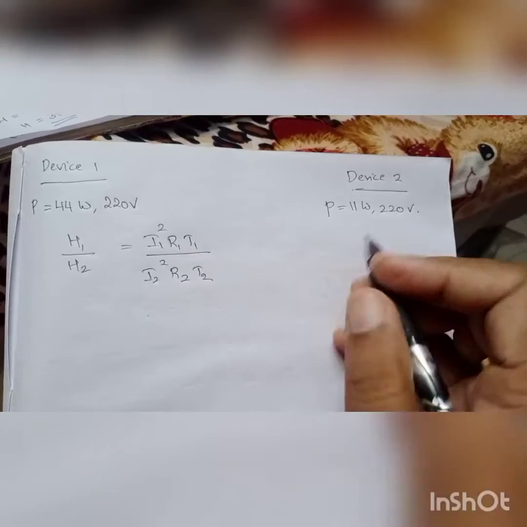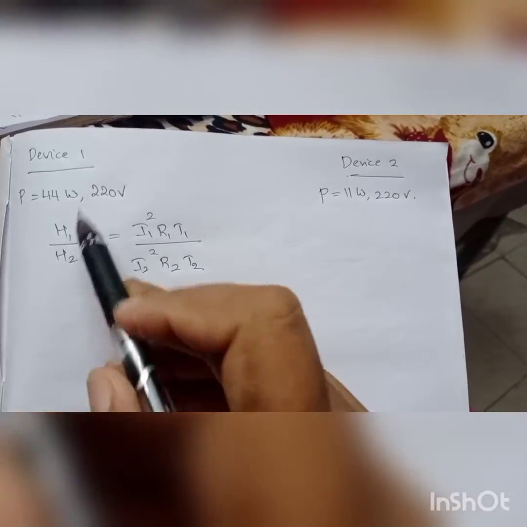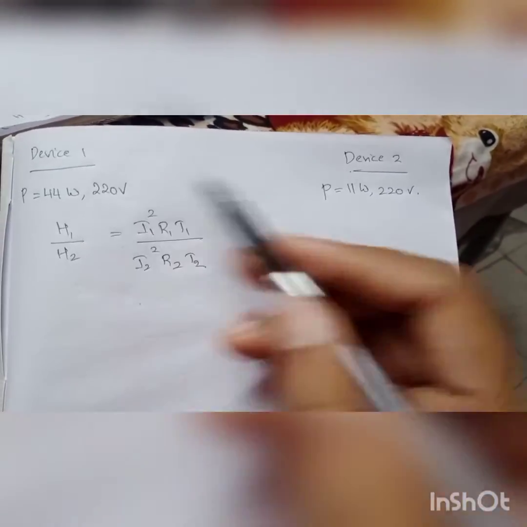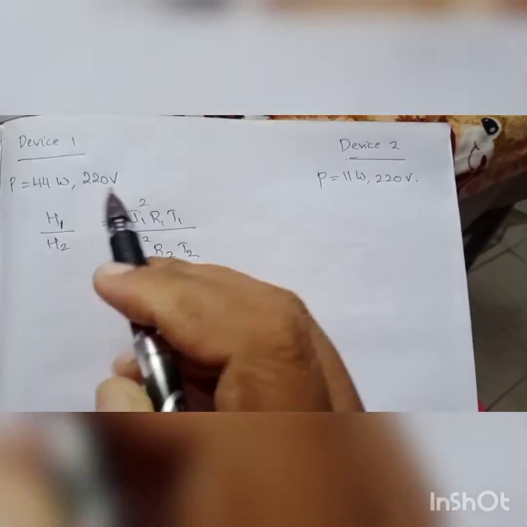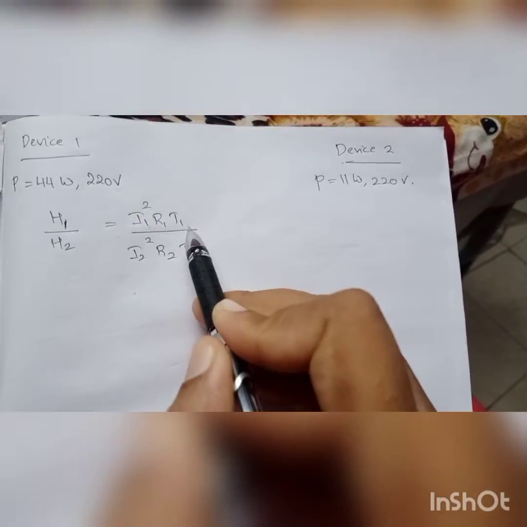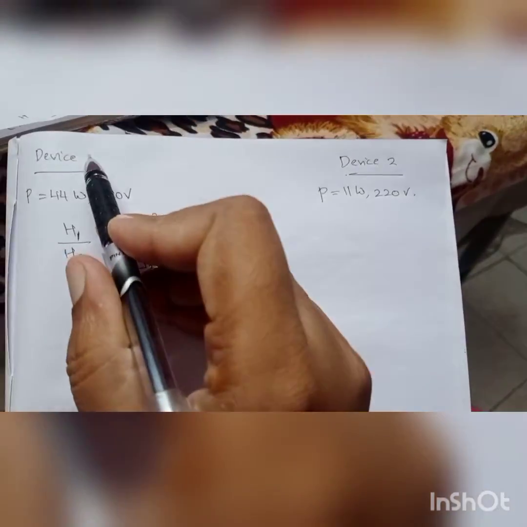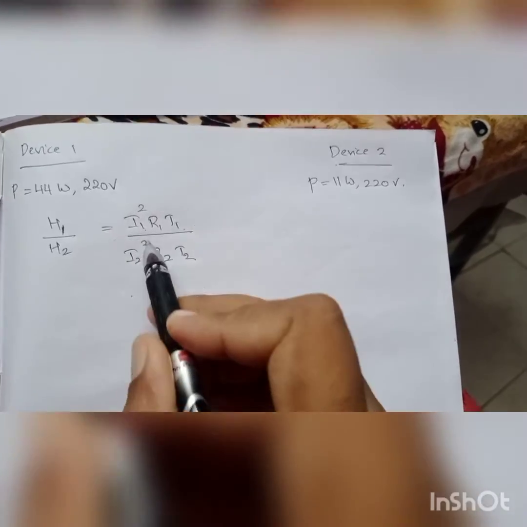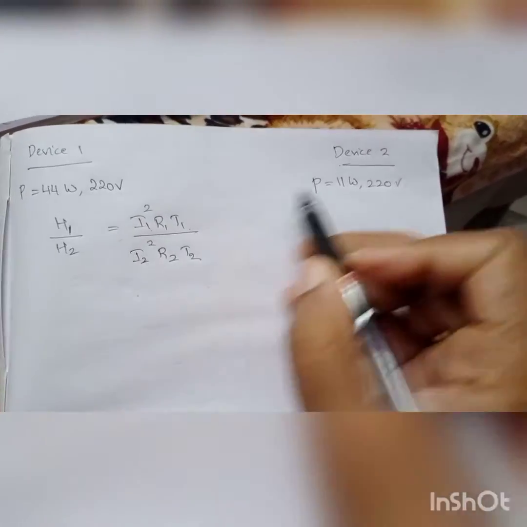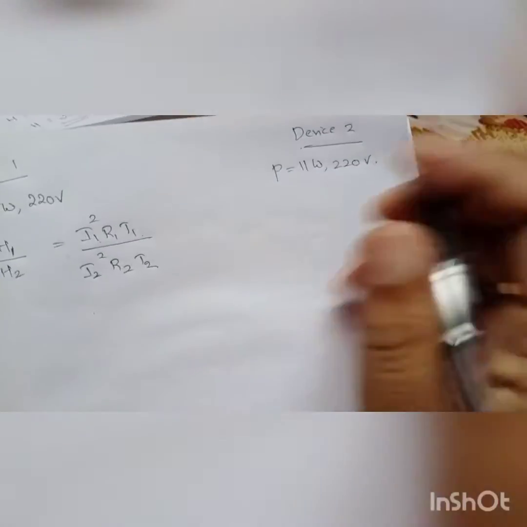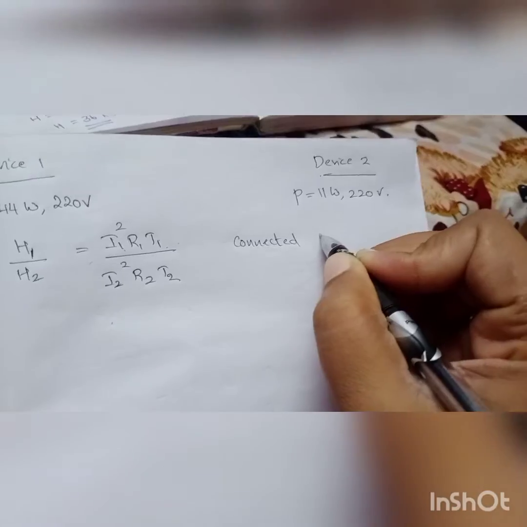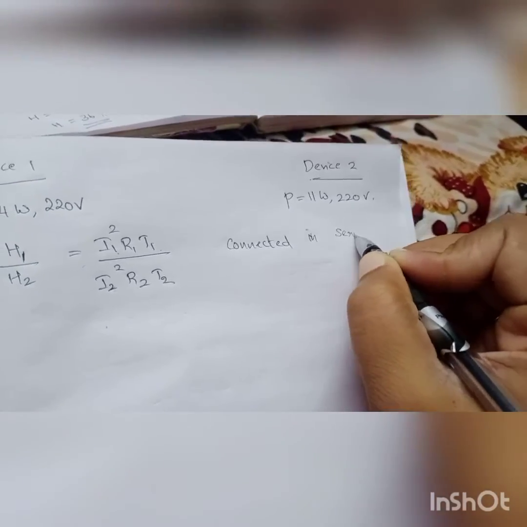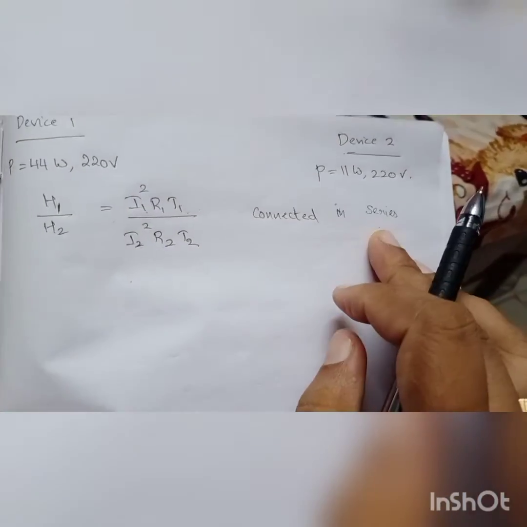We know that the value of heat is I square RT. So let us consider a ratio of the heat of both the devices. Let H1 be the heat energy produced in device 1, so we can write I1 square R1 into T1, where 1 represents device 1. And H2 is I2 square R2 into T2, where 2 represents device 2. What is the data given? Both the devices are connected in series.